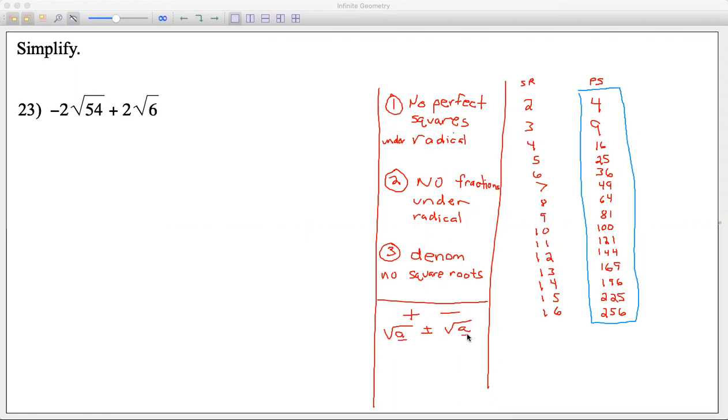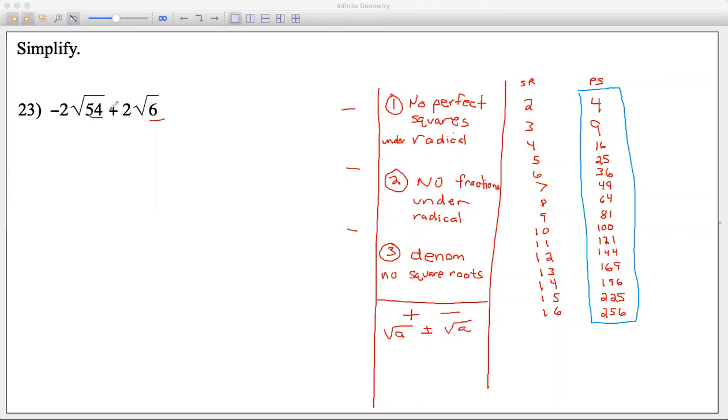And by whatever, I mean this right there. As long as you have underneath the radical exactly the same number, you can add or subtract them. Notice I got a 54 and a 6, not the same number. So we're back to rule 1, 2, 3. See if we can do something.